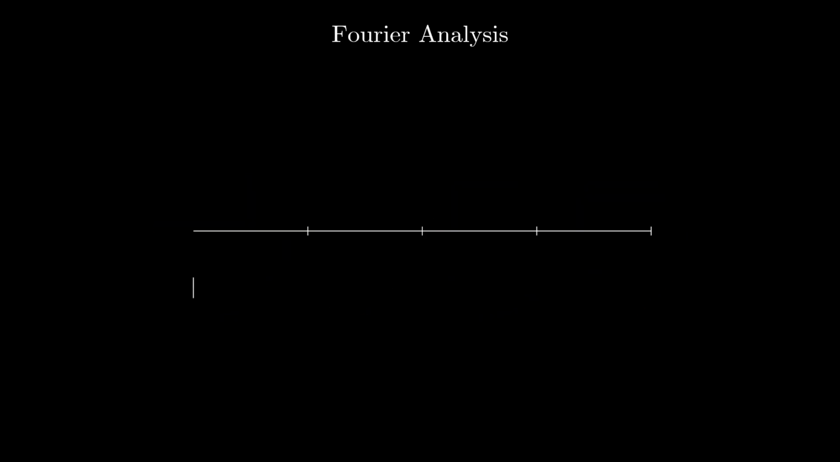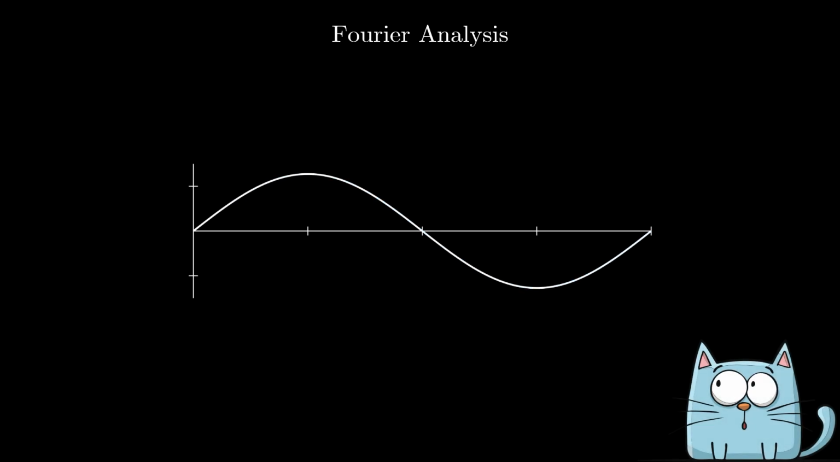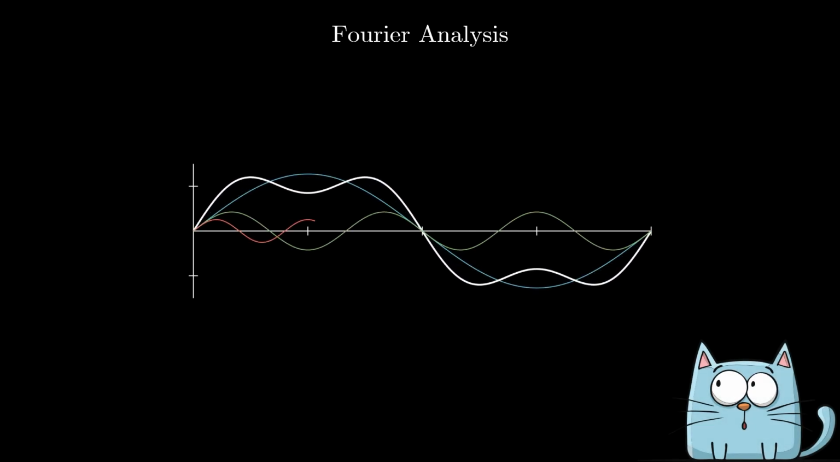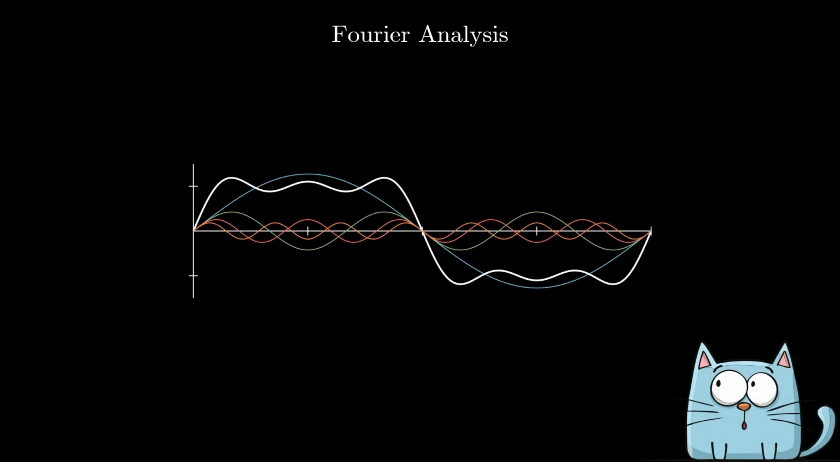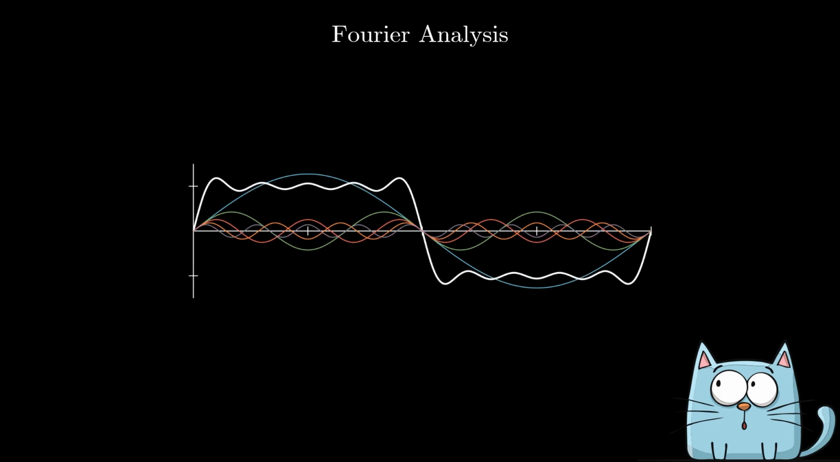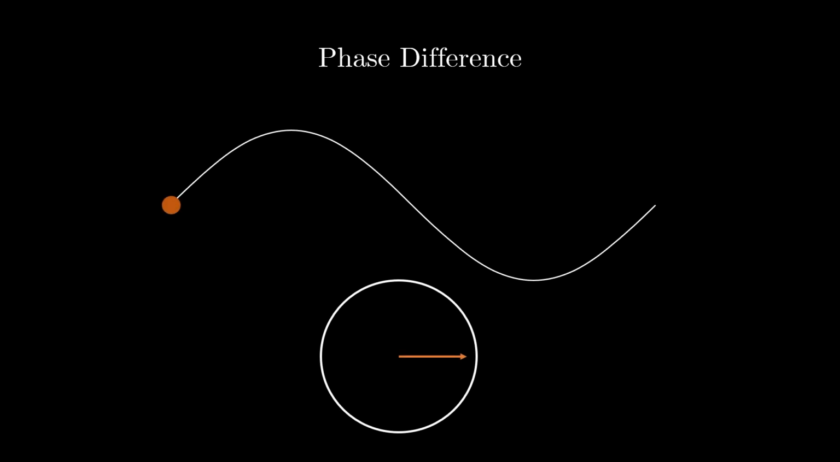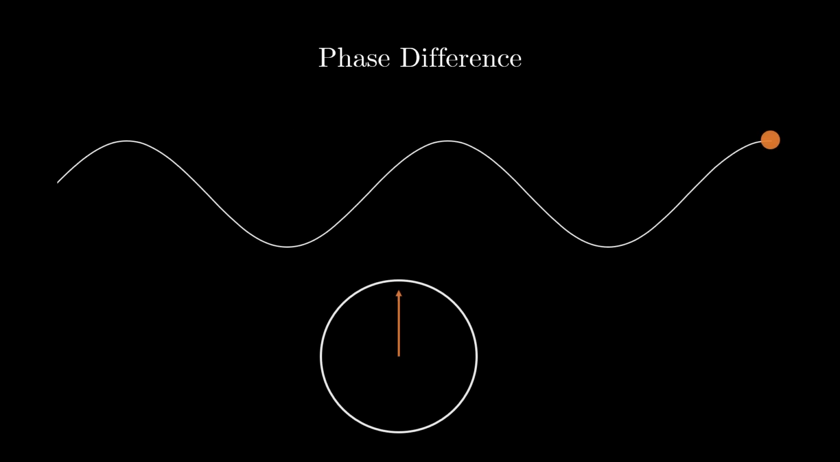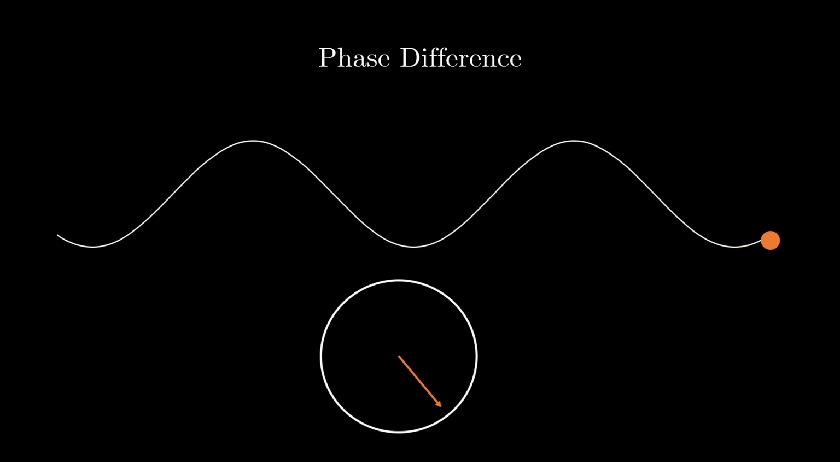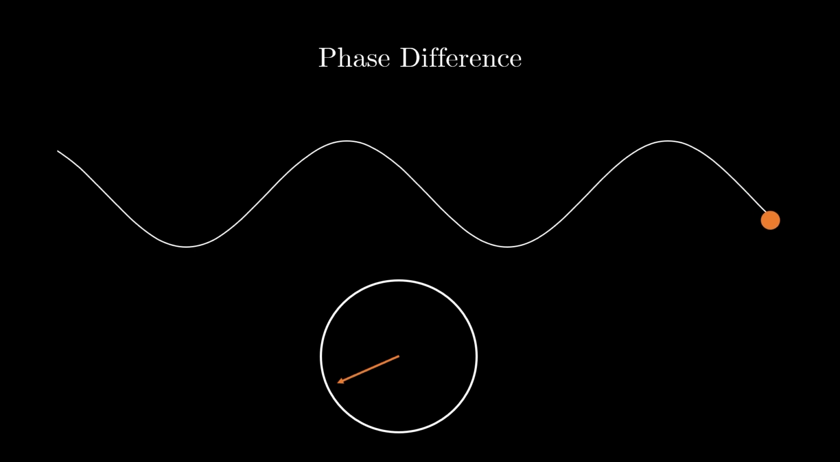These ideas form the foundation of Fourier analysis, which tells us that any complex wave can be broken down into simpler sine and cosine waves. Because waves are cyclical, we can represent the phase of a point using a rotating arrow. For a traveling wave, the phase at the end point is especially important.